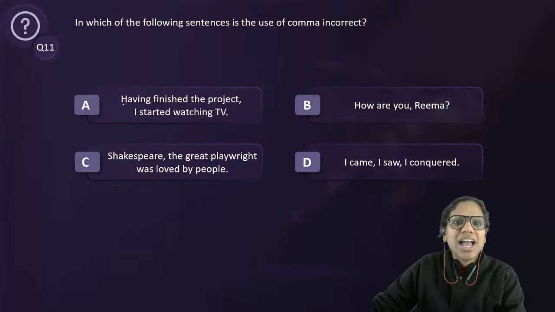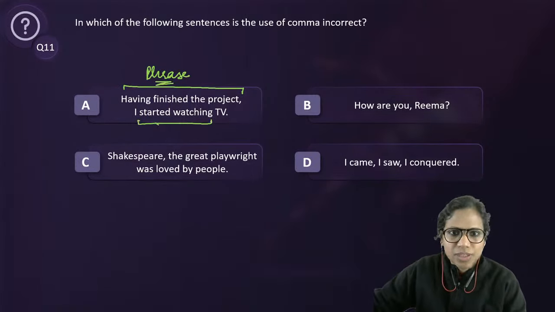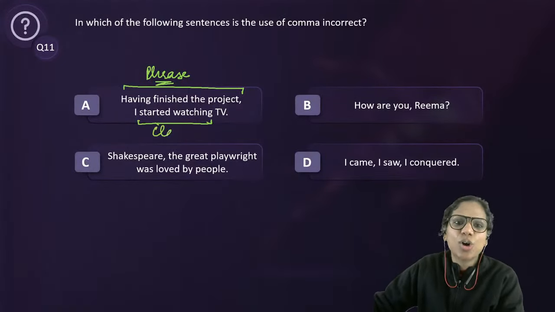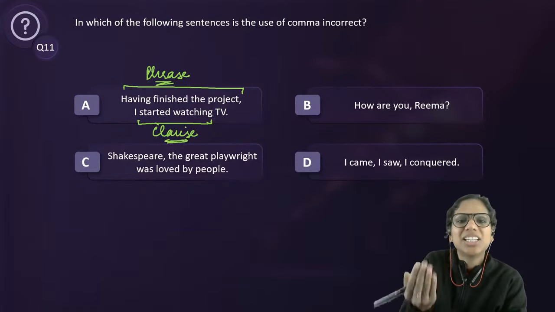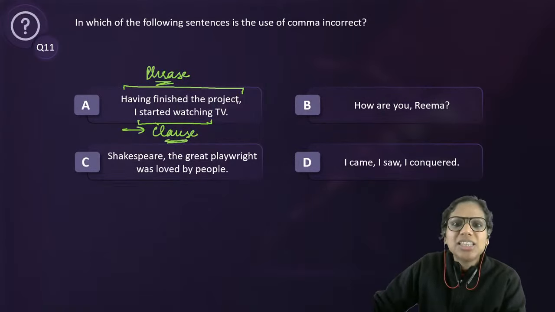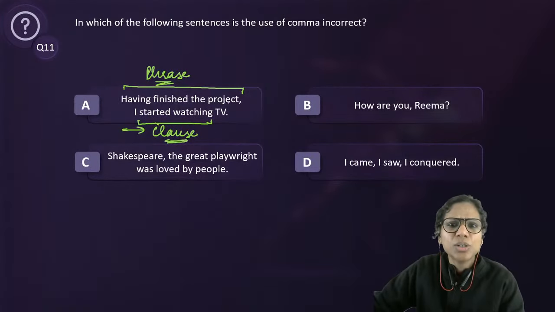Let's have a look. Having finished the project. This is a phrase. Okay. And if I put it in layperson terms, this is my main idea. Yes, so this is the clause. This is my independent clause. Basically, मैं आपको ये बताना चाहती हूँ. This is what I want to tell you. So when we put a phrase in the beginning and then we follow it up with an independent clause, then after the phrase we have to put a comma. Having finished the project, comma, I started watching TV. Otherwise, it will look like the project is describing I if I don't put a comma here. Project I, right? No, there needs to be a comma here.